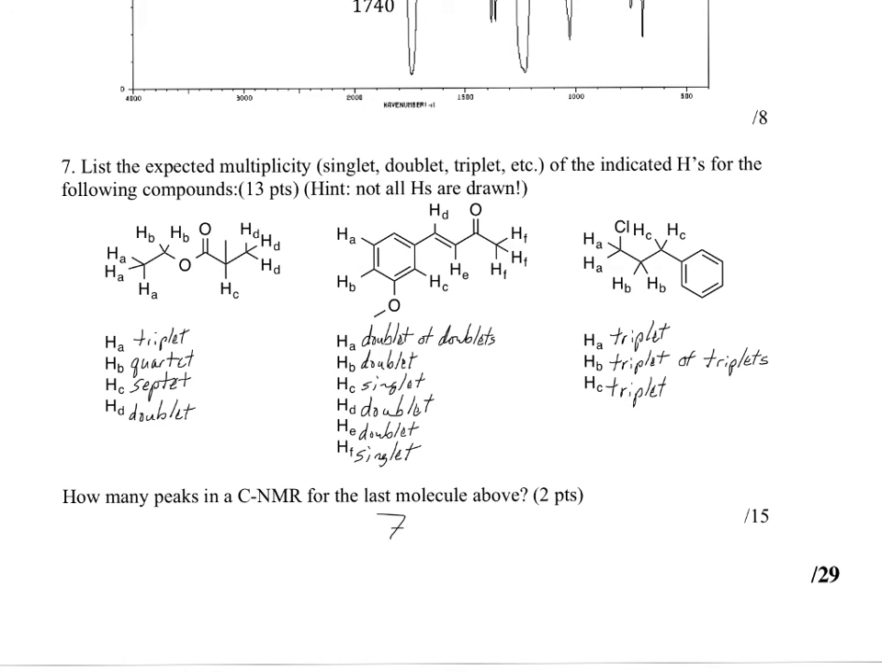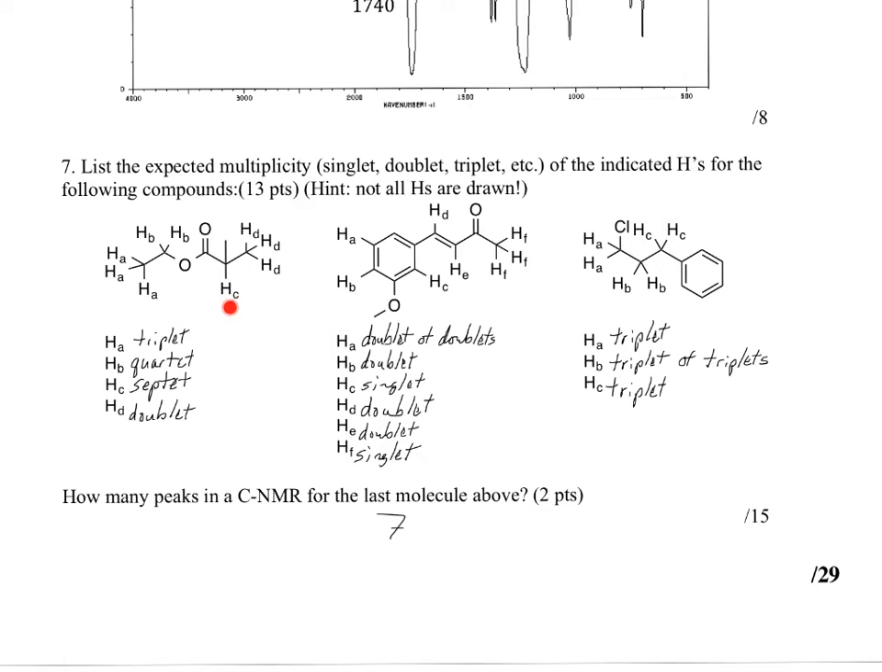Alright, for number 7, the biggest thing here is list the expected multiplicities, singlet, doublet, triplet, etc. of the H's for the following compounds. Hint, not all H's are drawn. Not all H's are drawn, so you should draw those H's in. This first one, A, 2 nearest neighbors, 3 bonds away, so it'd be a triplet. B, 3 nearest neighbors, 3 bonds away, quartet.